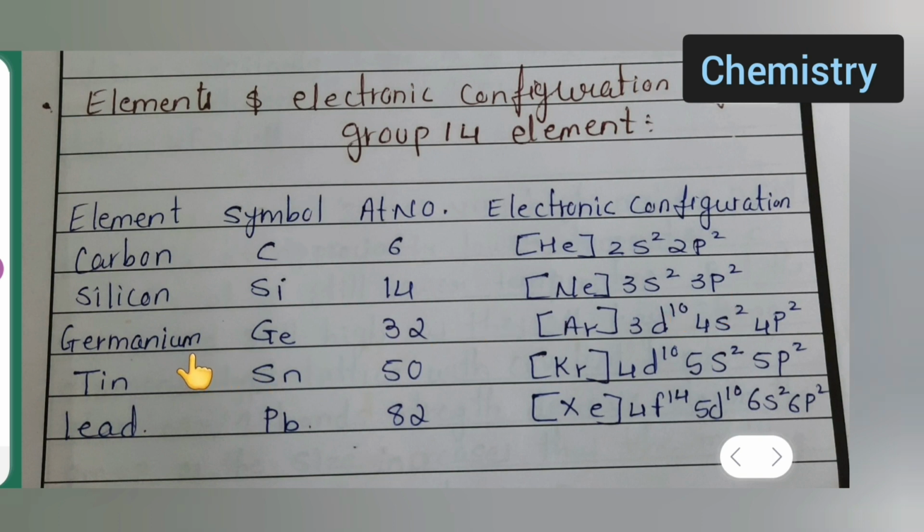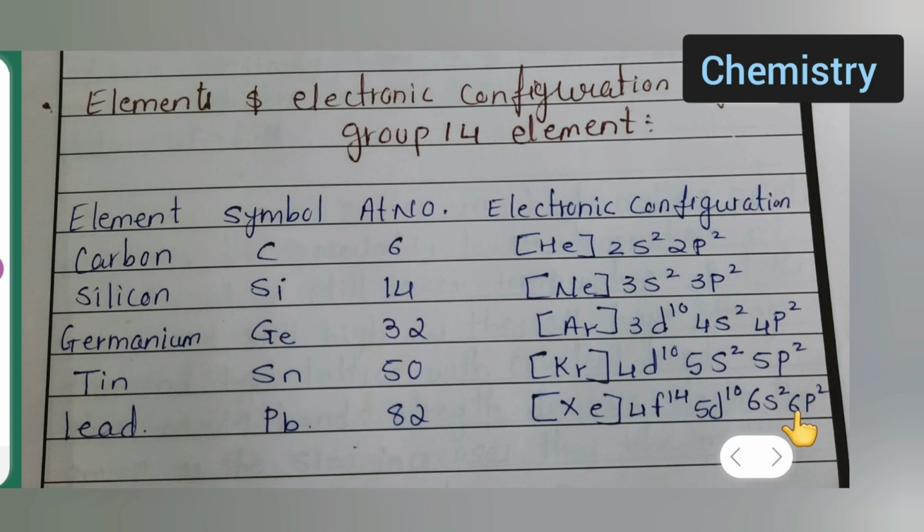Next is the element germanium. Ge is the symbol, atomic number is 32, and this is argon, Ar, 3d10 4s2 4p2. Next is tin, Sn, atomic number is 50. Next is Kr, 4d10 5s2 5p2. Next is lead. The symbol is Pb, atomic number is 82, and Xe, then 4f14 5d10 6s2 6p2 is the electronic configuration. Okay, and you all can take down this.